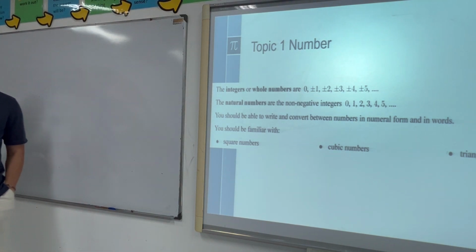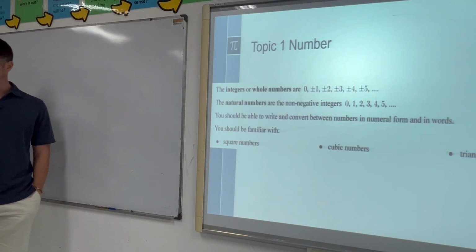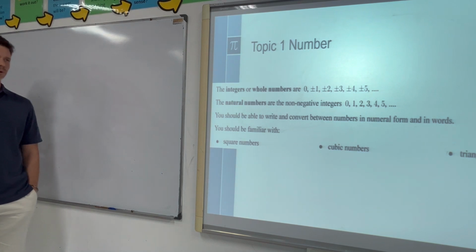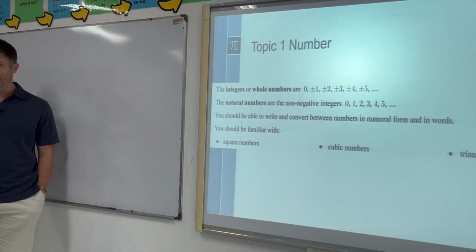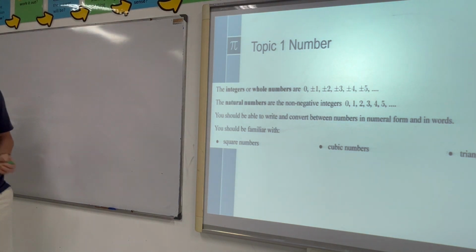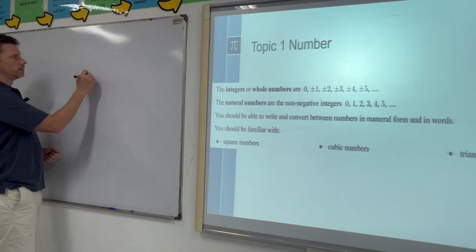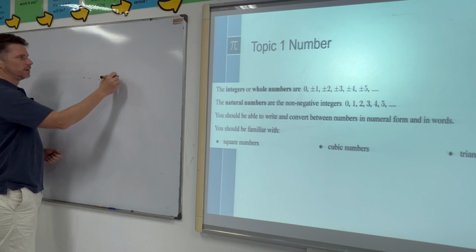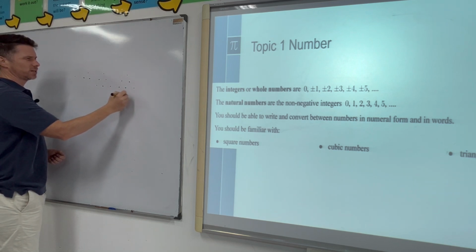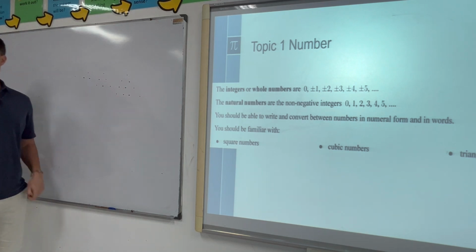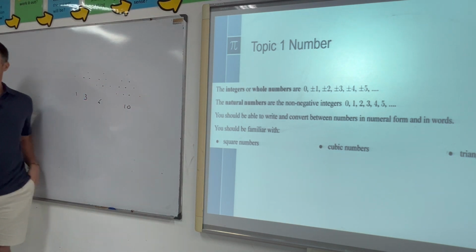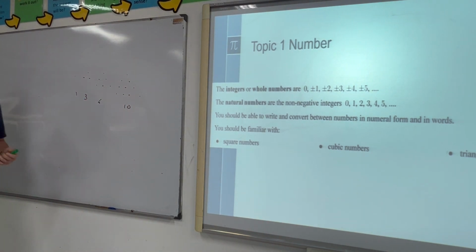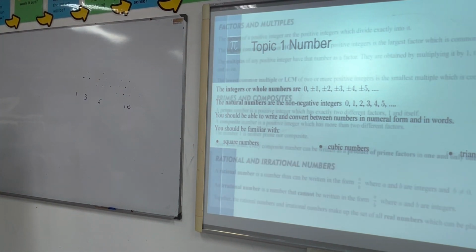Cubic numbers or cube numbers: 1, 8, 27, 64, and 125. Triangular numbers? They form a triangle. Probably more likely to come up in a paper. So 1, 3, 6, 10, and just continue to draw these shapes. Triangular numbers. They make a triangle. Okay, that's what triangle numbers are.